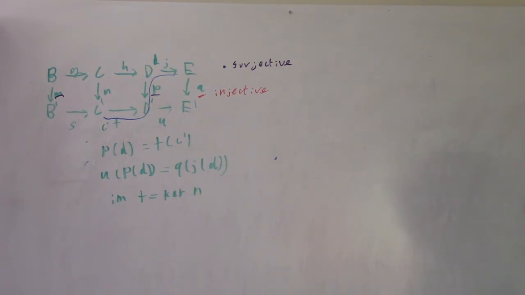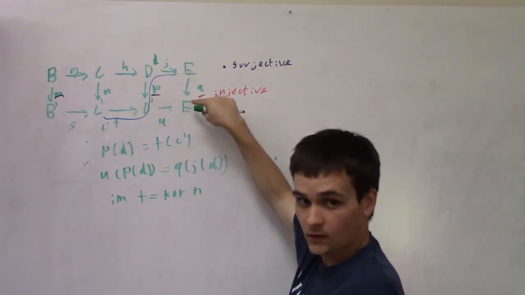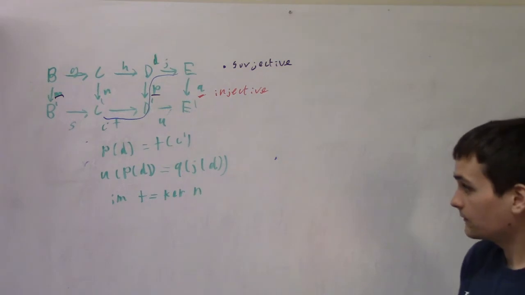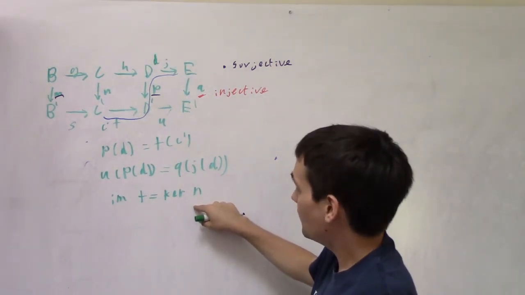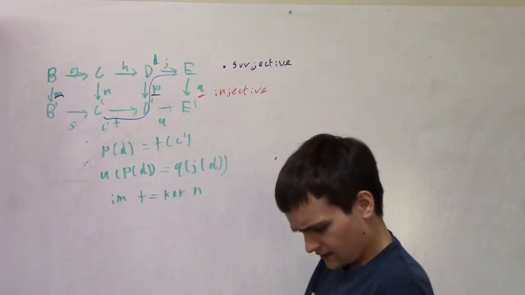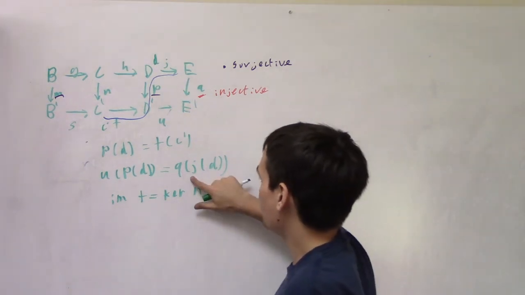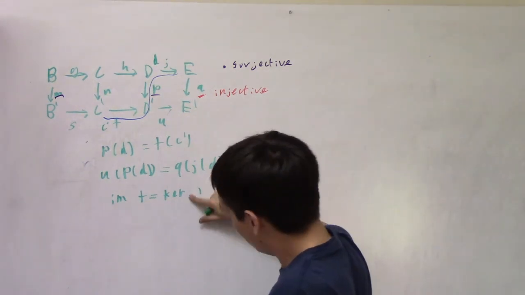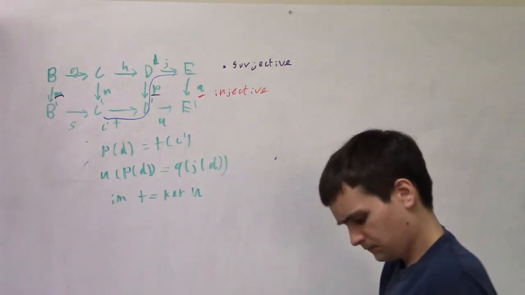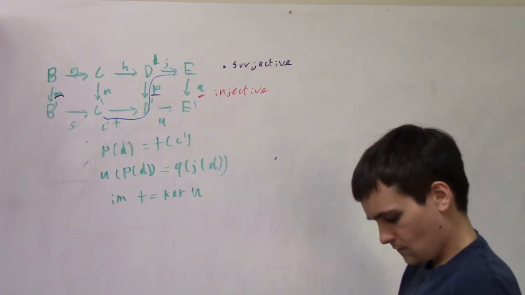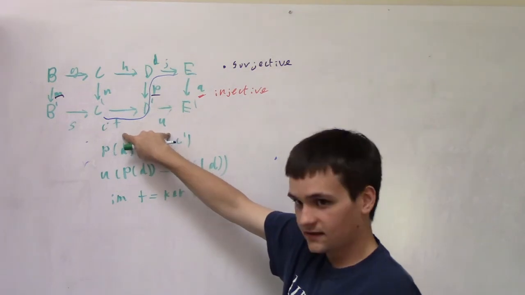I'm just thinking. So here we used the commutativity of this square. And then the image of T is equal to the kernel of N. Wait, did I write that down right? This should be U prime. Or, not U prime, U, I suppose, because there is no U prime. So this is by exactness, because we're given that this is exact.